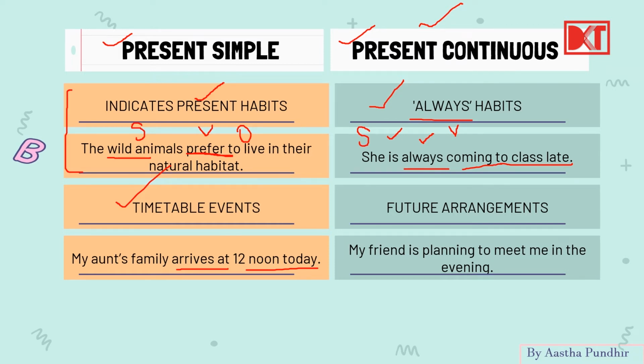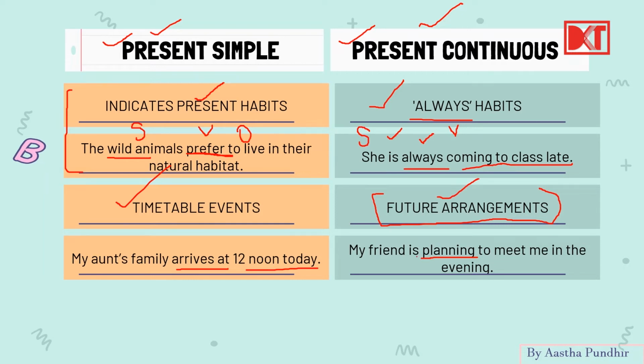So for that we use present simple. Then for some kind of future arrangements, but immediate. Alright, immediate future arrangements which you are planning right now or which you are talking about right now. Like my friend is planning to meet me in the evening. So this is your future arrangement, but you're talking about it right now. You know that we are planning to do this.